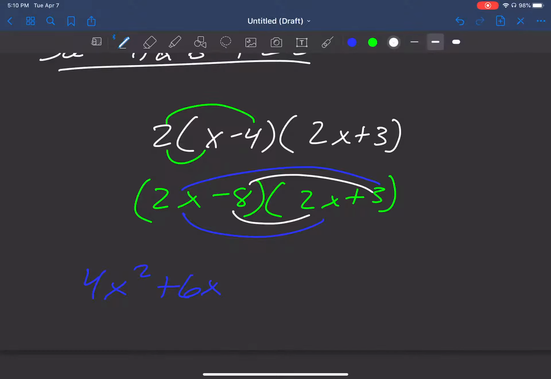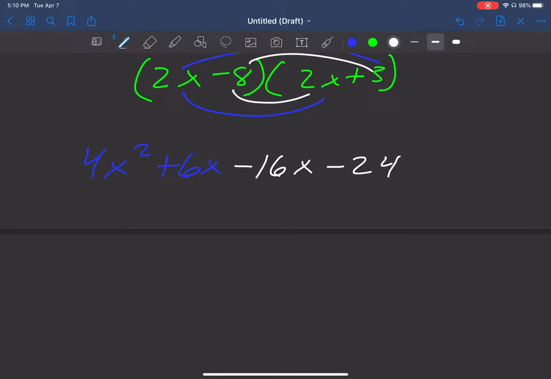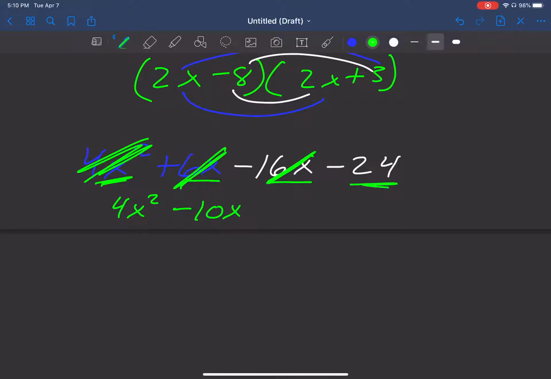Minus 8 times 2x is minus 16x. Minus 8 times a positive 3 is minus 24. Right, so now it's the same thing. We're just going to be adding like terms. For this, we don't have any other x squared, so bring it down, 4x squared. We have a 6x and a 16x, so that's minus 10x, right? And of course your constant, so just minus 24.